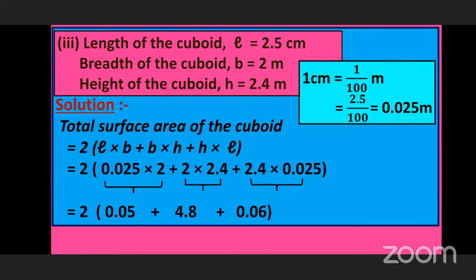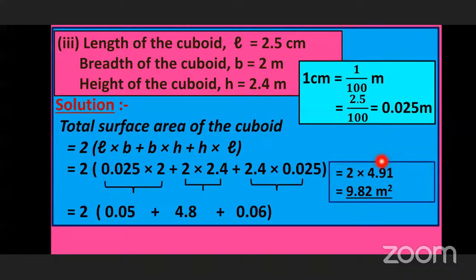Add these three numbers. 4.91. Yes, the answer is very correct. It is 4.91. And we should not forget to write this 2. This 2 is remaining over here, as it is there in the formula.